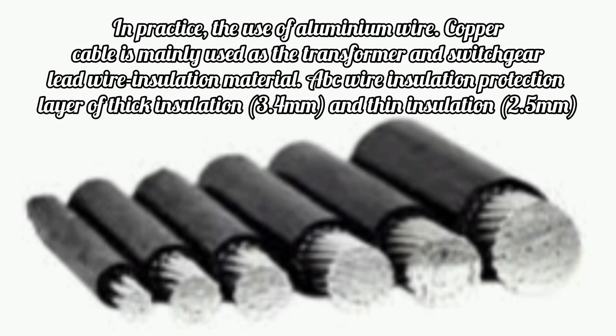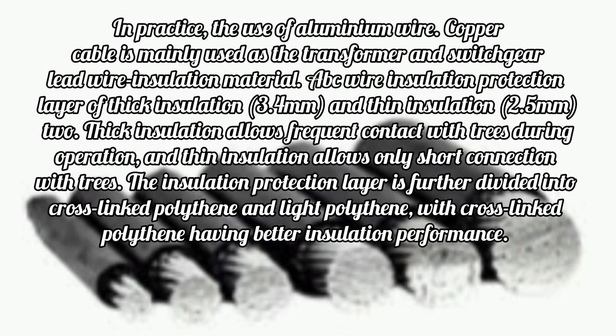In practice, aluminium wire is widely used. Copper cable is mainly used as the transformer and switchgear lead wire insulation material. ABC wire insulation protection layers come in thick insulation, 3.4 mm, and thin insulation, 2.5 mm. Thick insulation allows frequent contact with trees during operation, and thin insulation allows only short connection with trees. The insulation protection layer is further divided into cross-linked polyethylene and light polyethylene, with cross-linked polyethylene having better insulation performance.